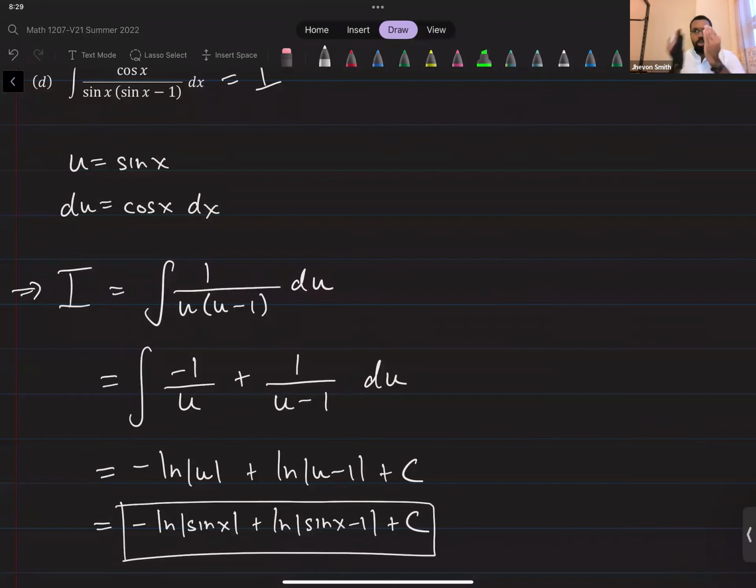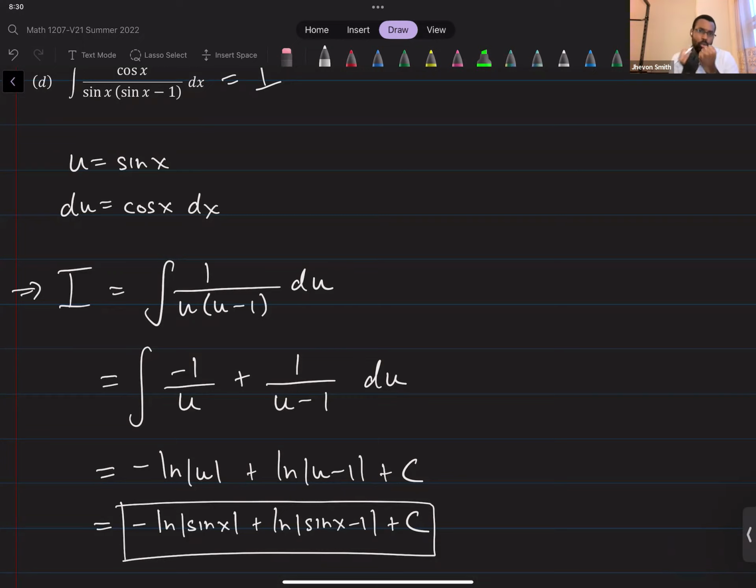Integration by parts, usually we remember the origin of integration by parts. It was undoing the product rule. So that's usually when you see a product of two things, and it works best when there are two different kinds of things. Like you see an exponential times a trig function, or a polynomial times an exponential. That's when you think integration by parts.